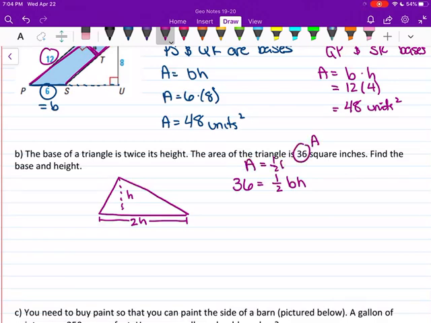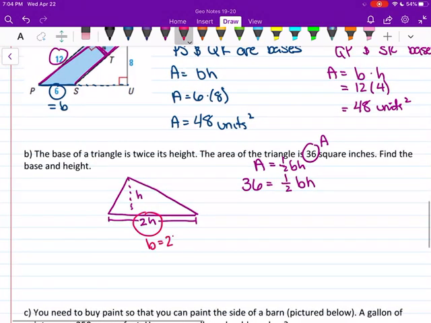Maybe I'll just write the formula up here, 1/2 base times height. So then I get 36 equals 1/2 base times height. And then I have, here we go, my base is equal to twice my height. So I'm going to replace that in my formula.